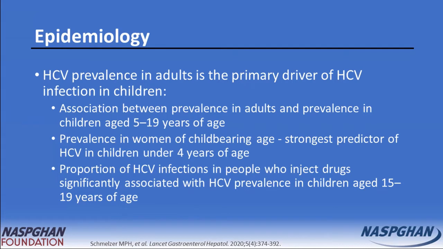Part of this prevalence is driven by adult prevalence. There is an association between the prevalence of hepatitis C infection in adults and those in children 5 to 19 years of age. In children under the age of 4 years old, the prevalence of hepatitis C infection in women of childbearing age is the strongest predictor of the children being infected. And the proportion of hepatitis C infections in people who inject drugs is significantly associated with the prevalence in 15 to 19-year-olds.